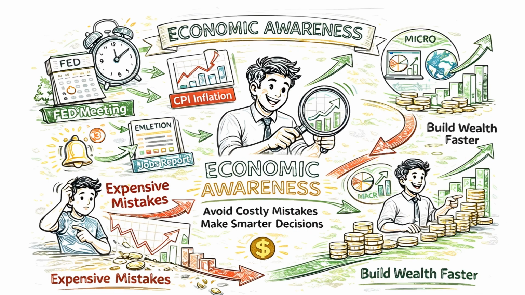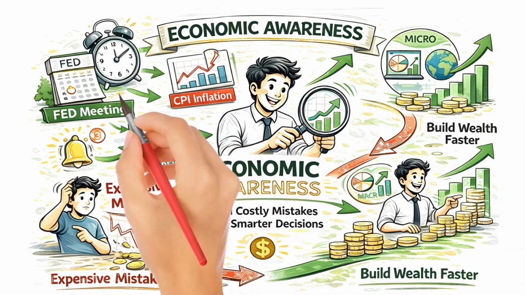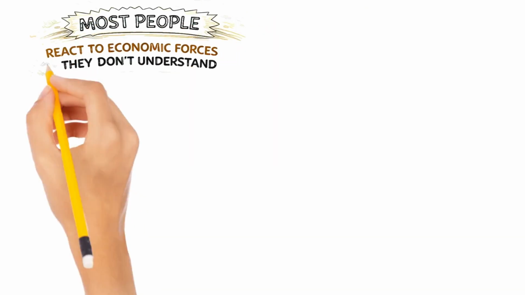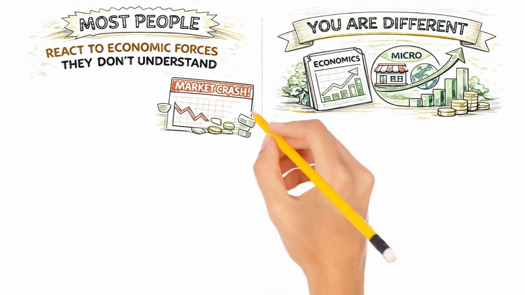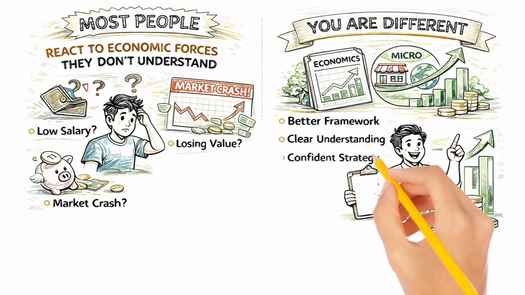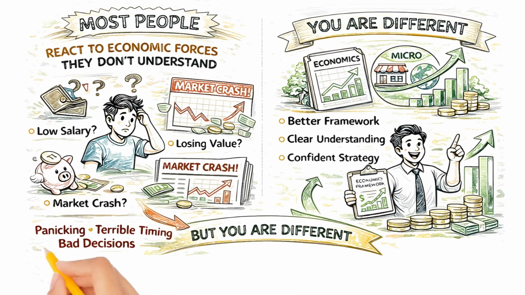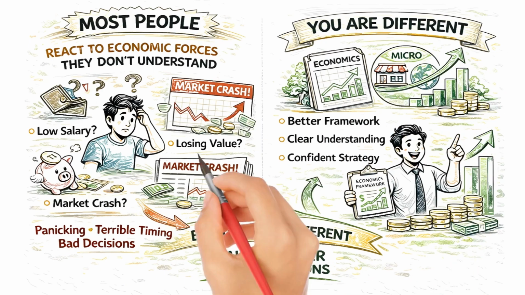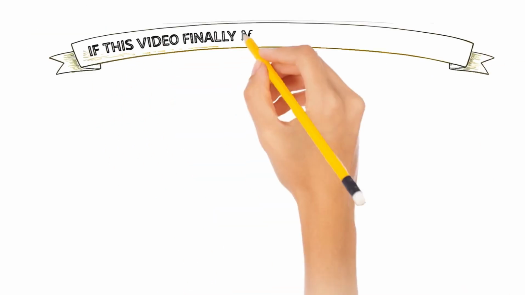Understanding micro and macroeconomics won't make you rich overnight, but it will help you make better decisions, avoid expensive mistakes, and build wealth faster than people who ignore these forces. Most people go through life reacting to economic forces they don't understand. Wondering why their salary isn't higher, confused why their savings are losing value, panicking when markets crash, making terrible timing decisions. You're not most people anymore. You understand the difference. You know how individual decisions and big economic forces interact. You have a framework for making better money decisions.